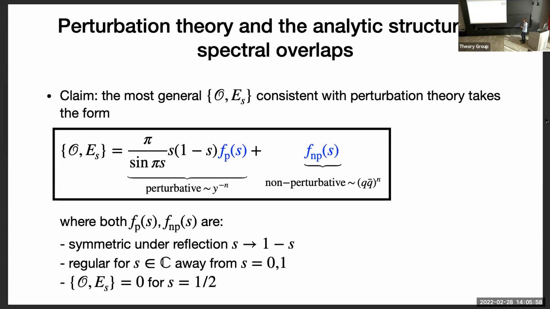So I claim that the most general form of the overlap consistent with perturbation theory takes the following form. There are two functions here, fp and fnp, which are meant to denote the perturbative and non-perturbative contributions.